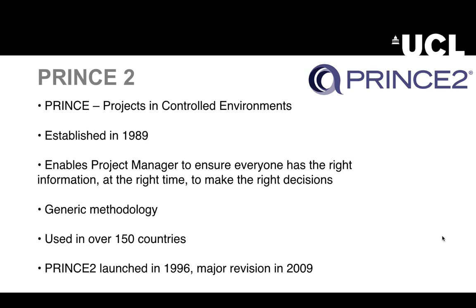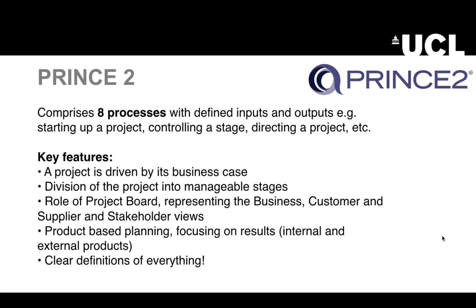PRINCE2 was launched in 1996 and had a major revision in 2009. Basically, PRINCE2 comprises 8 processes with well-defined inputs and outputs. For example, starting up the project, controlling the different stages, giving directions to the project. The key feature of this methodology is that the project must be driven by its business case, not by the plan, as for example was the case for the waterfall methodology.